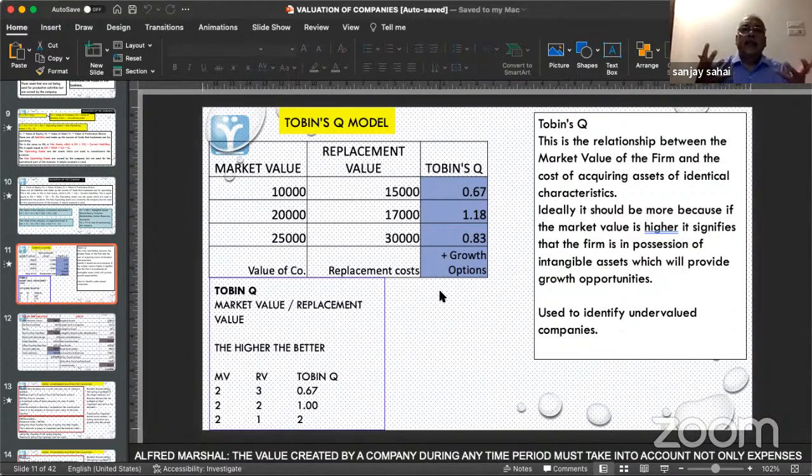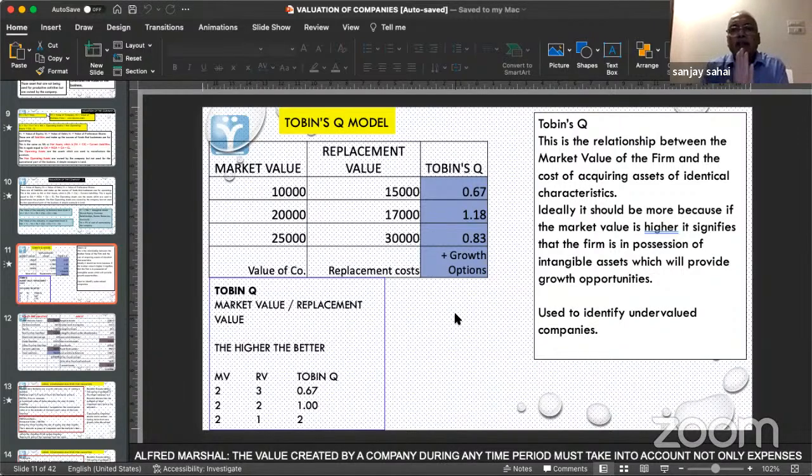Let me just show you the slide that you just missed, which was this one. Here we said that there is another way of trying to find out whether the company is correctly valued by the market or not. For this, we use what is known as Tobin's Q model. You look at the market value of the company and the replacement value. Suppose you were to buy all the assets that this company has today and create an identical company. How much will that cost you? You compare that with the market value of the company.